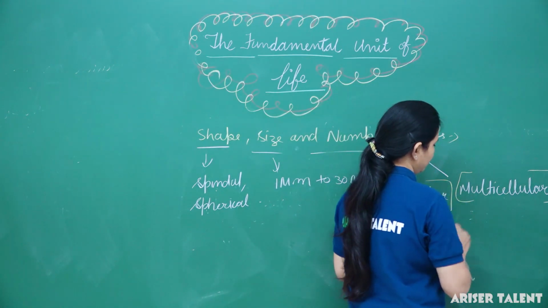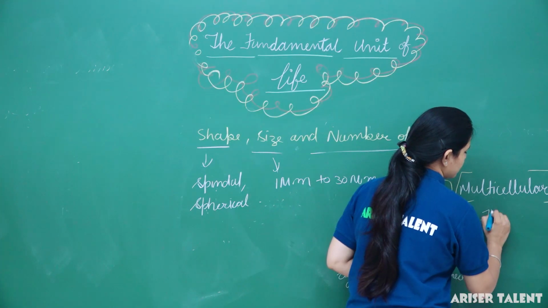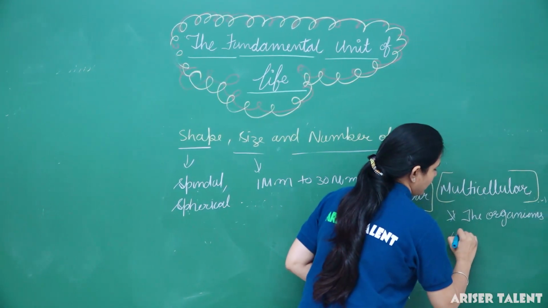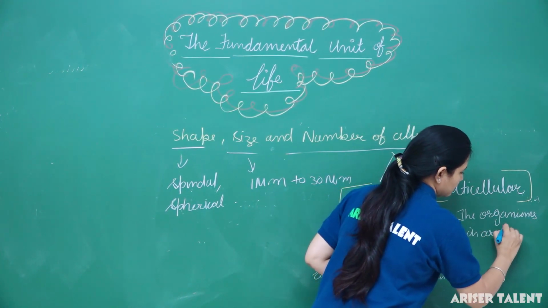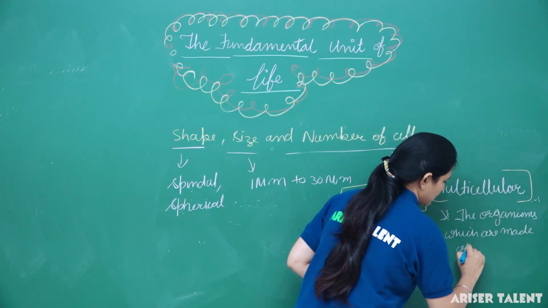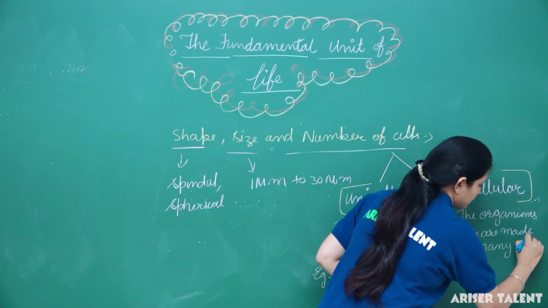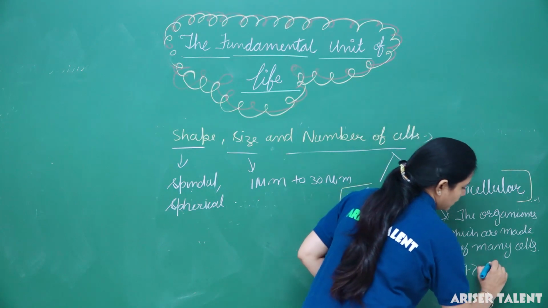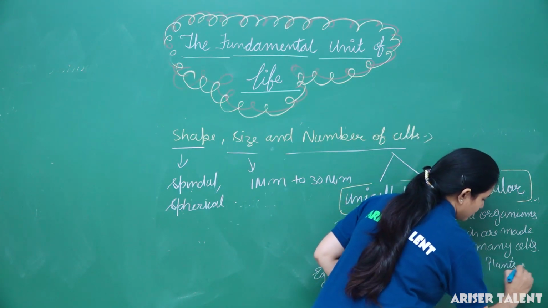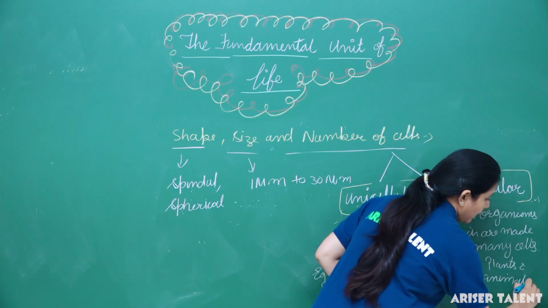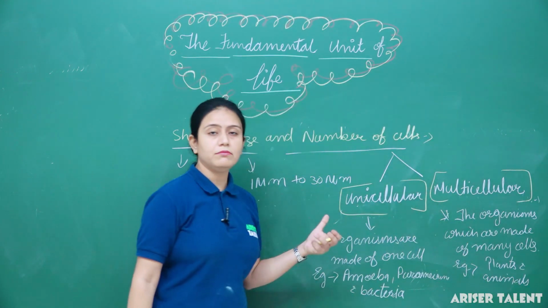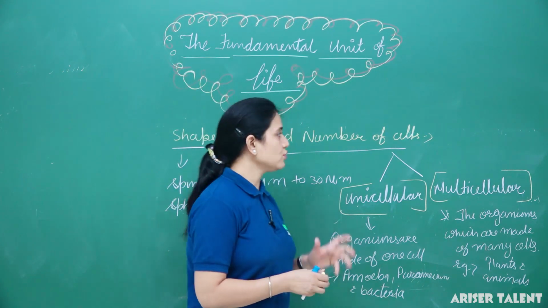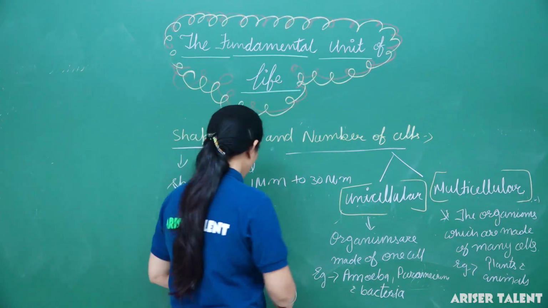Multicellular, they are organisms which are made of many cells. They are known as multicellular, like we, plants and animals, and human being also. So, on the basis of number of cells, organisms are of two types, unicellular and multicellular. So, we have discussed about the shape, size and number of cells.